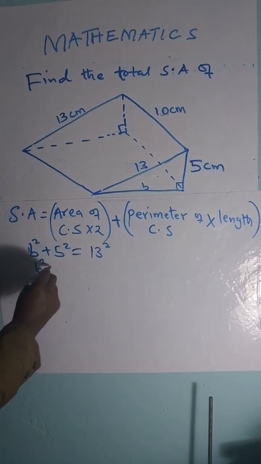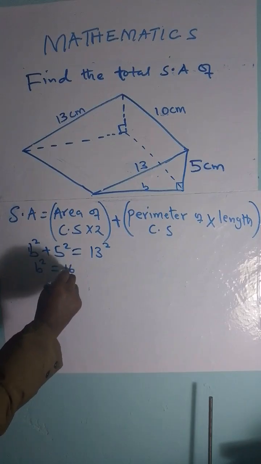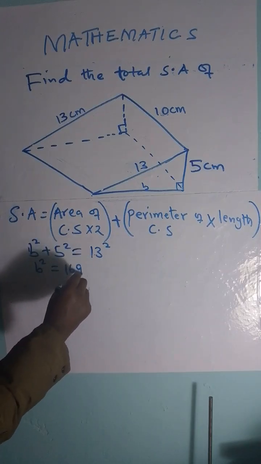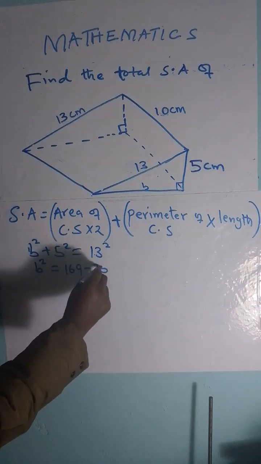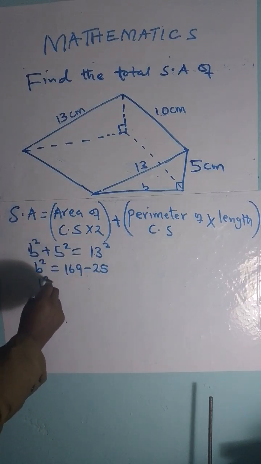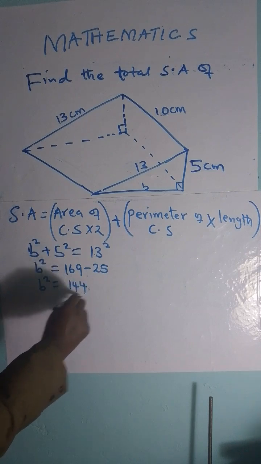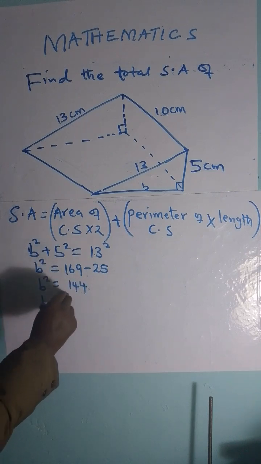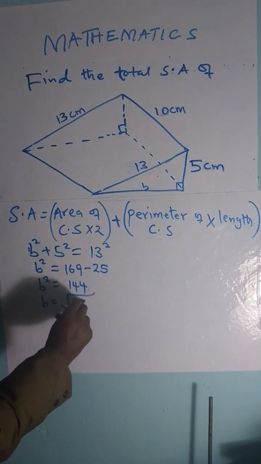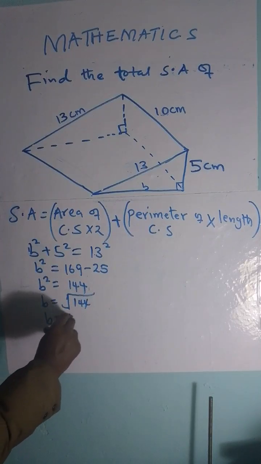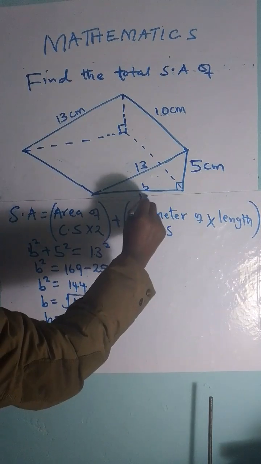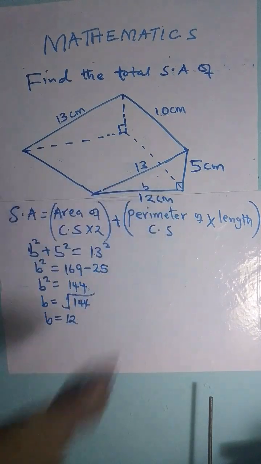Therefore, b squared is equal to 169 minus 25. B squared is equal to 144, and b is equal to the square root of 144. B equal to 12. So from here up to here is 12 centimeters.